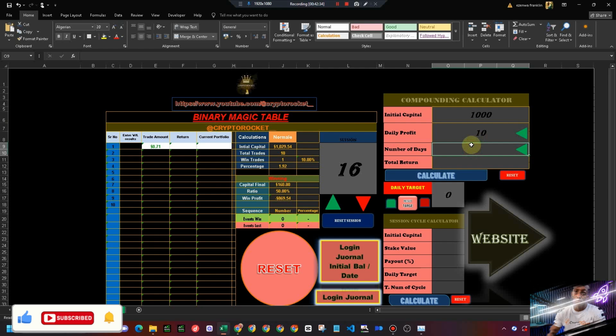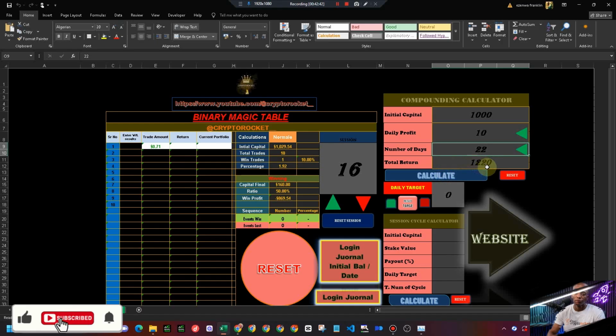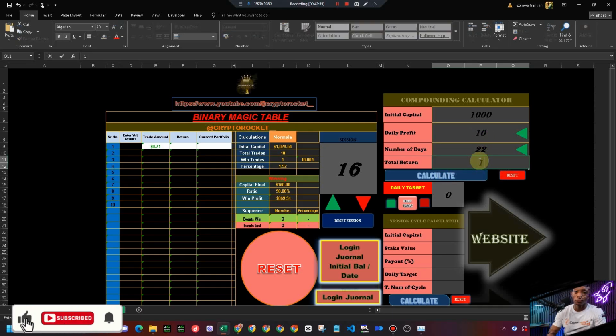Maybe we have 22 days in a month, and then we'll calculate. This is how much gain we'll be making, 220. Then assuming that I want to be making maybe $1,000, let me say I want to be making $1,500, and with the same number of days, how much daily profit should I have?